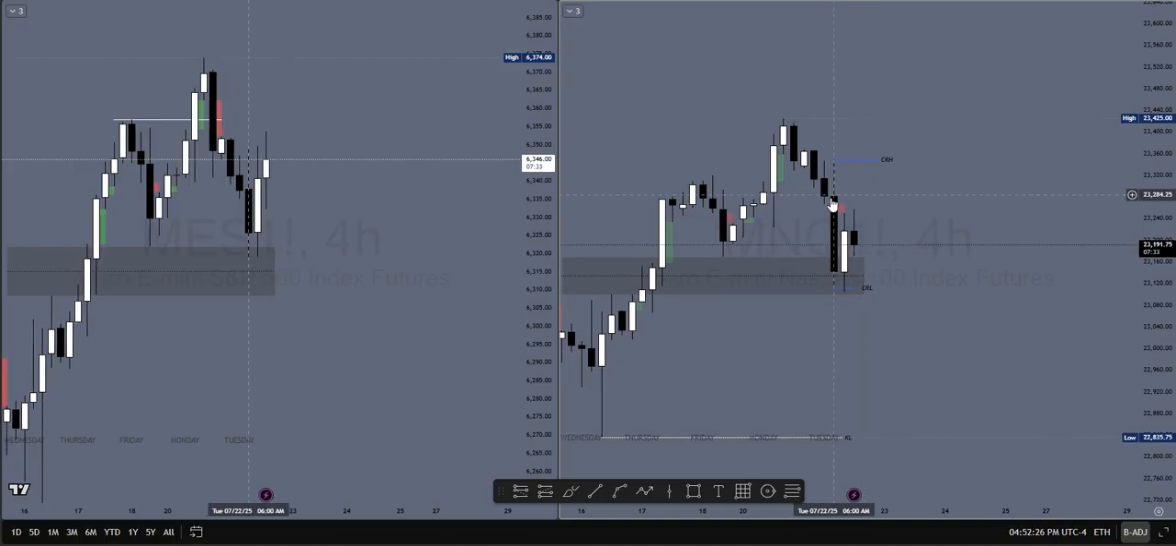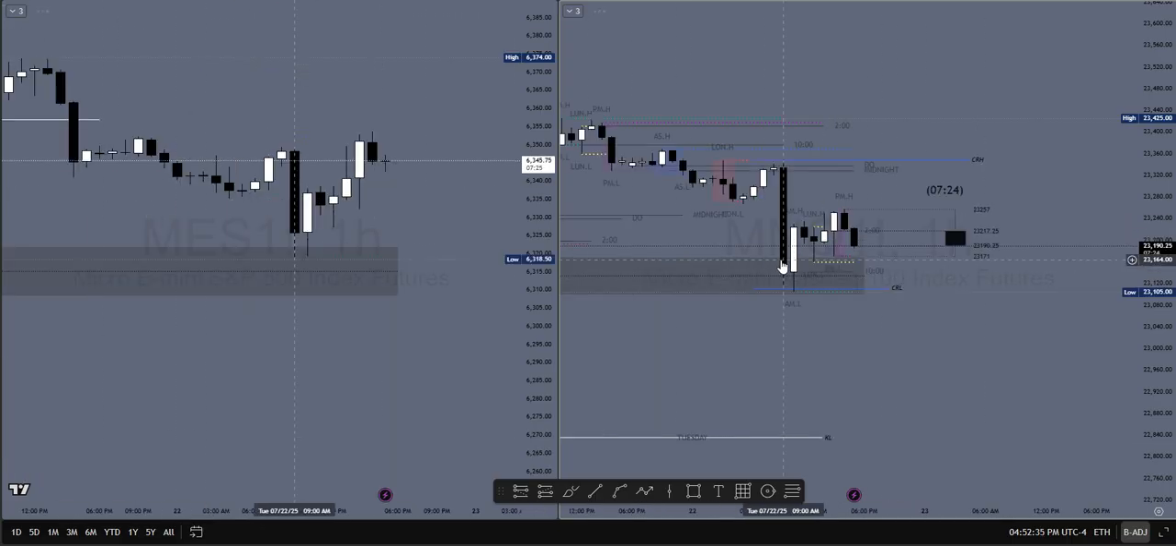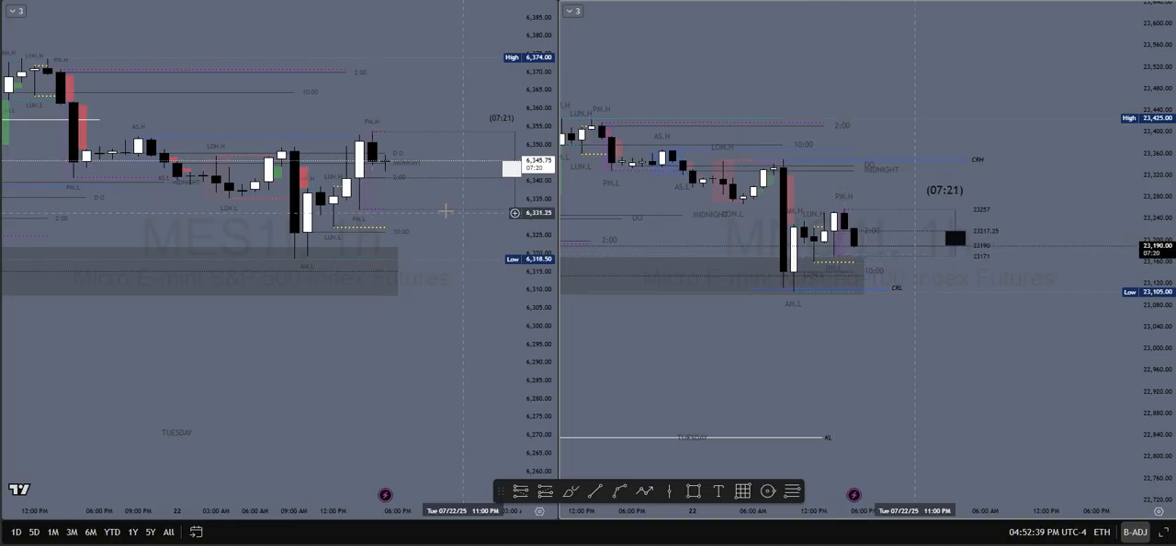As you can see on the 4-hour, yes, we did tap into it. This wick ended up tapping into this, but we'll see if we have any other imbalances. Most likely this PM low would get swept, and then we'll just retrace back up.